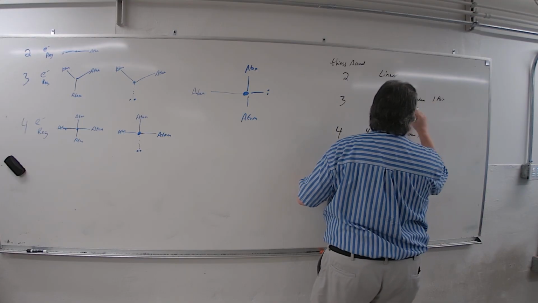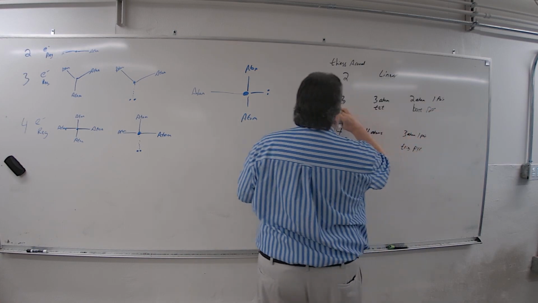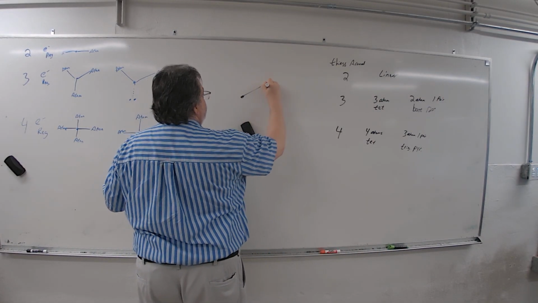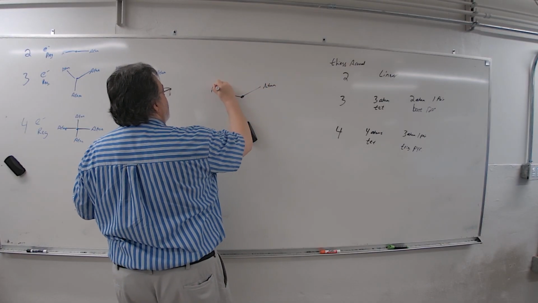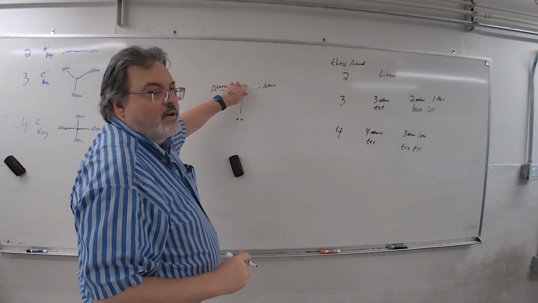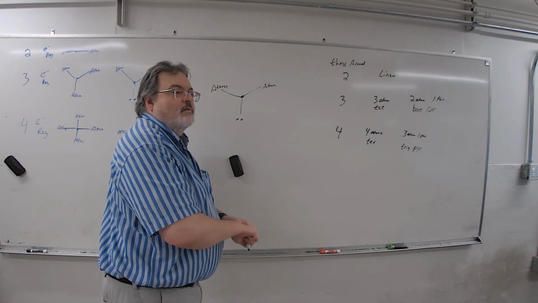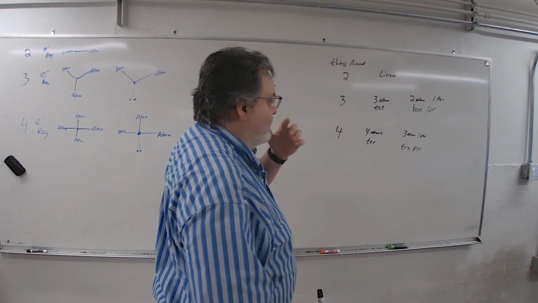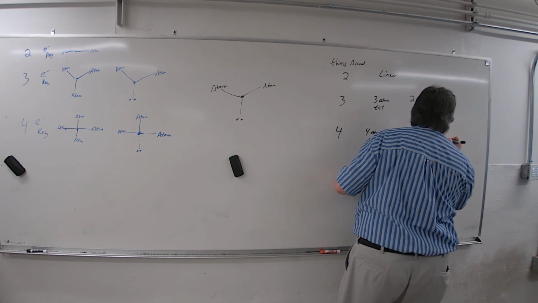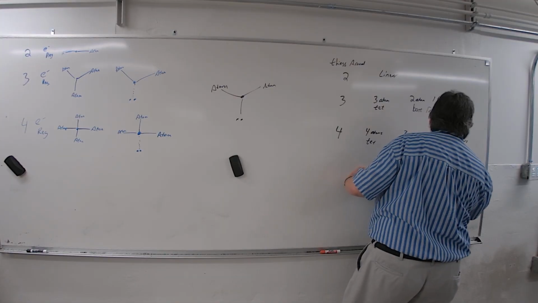Yeah, this one's bent. Trigonal planar. That's when you have 3 things around it, but one of them is a pair. That's bent at 120 degrees. It's bent at 109 when there's 4 things and 2 of them are pairs. That's what's going to go here: 2 atoms, 2 pairs, and then it's bent.